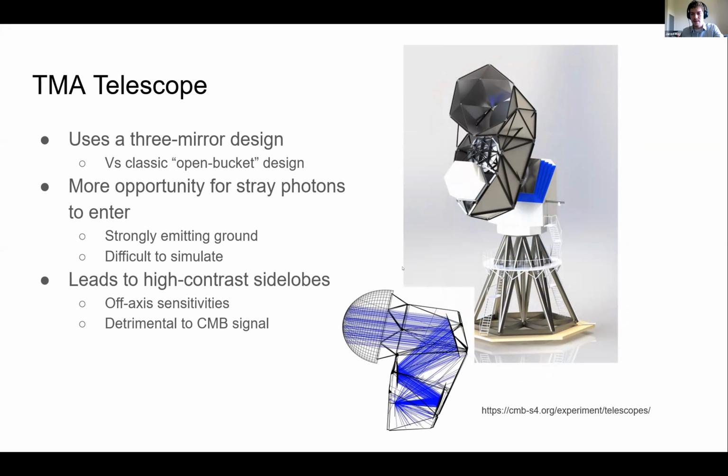And I should say that these noise photons are very difficult to predict how they're going to fluctuate over time. I mean, they change sometimes with how the snow is drifting over the ground. But these stray photons that bounce around and hit the detectors may lead to high contrast side lobes. And so basically a side lobe is an off-axis sensitivity. So if you have a pixel or a detector looking at a part of the sky and you have radiation that comes in off the main axis, it'll pick that up just as if it's looking in the forward direction. And these side lobes are really detrimental to the already faint cosmic microwave background signal.